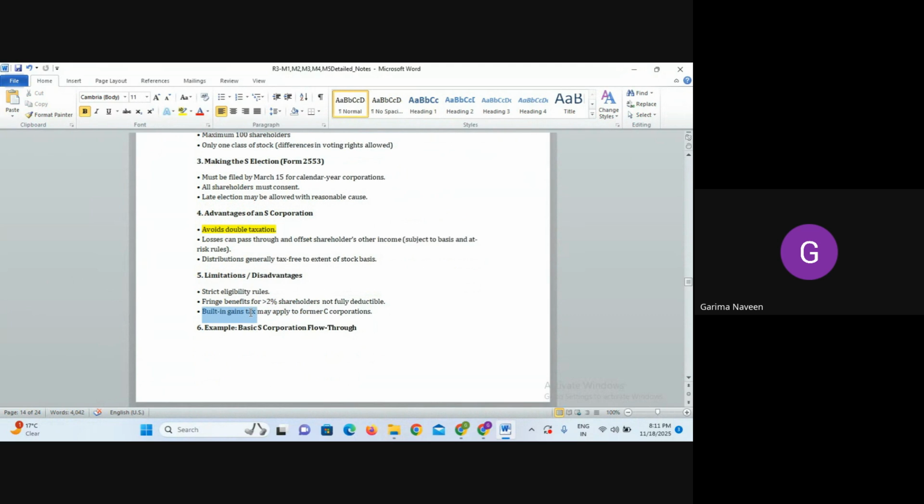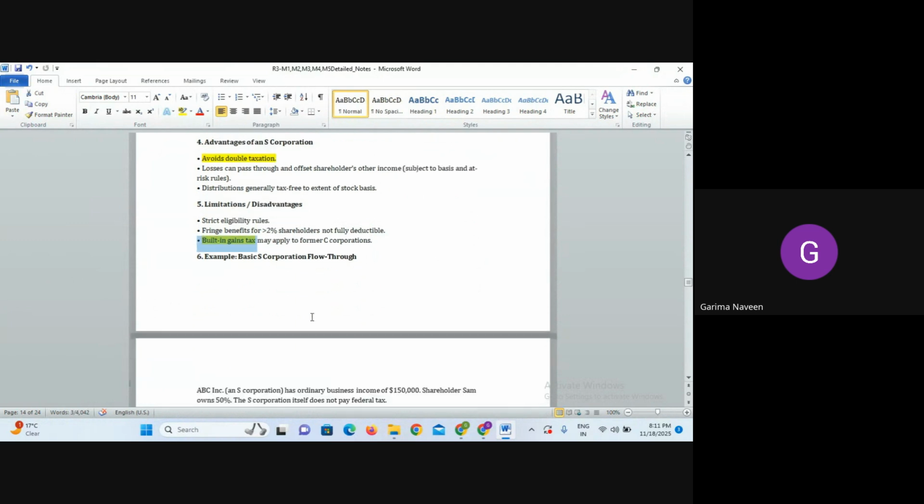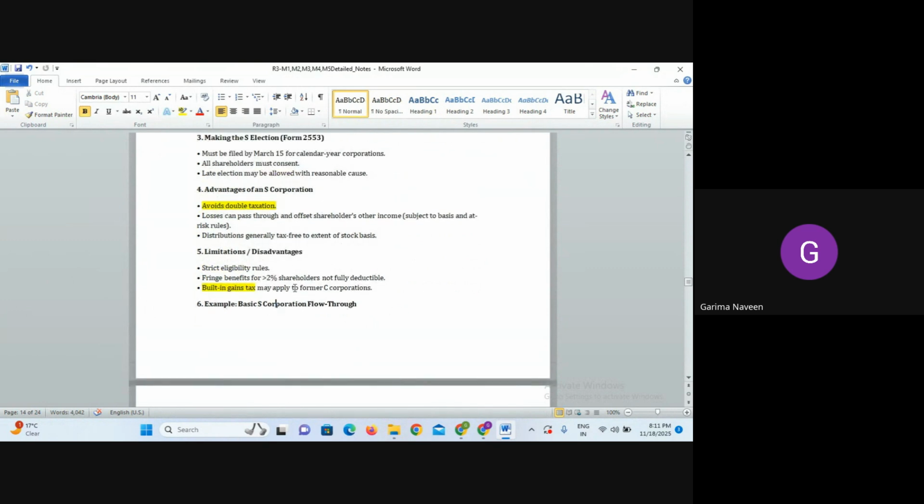So built-in gain tax means, like if your S corporation was a C corporation in the past and you have certain gains when you convert C to S corporation, then there will be a built-in gain tax applicable. That means your S corporation has to pay these taxes. Otherwise, S corporation does not pay any taxes at the entity level, but in case of built-in gain, they have to pay the taxes.